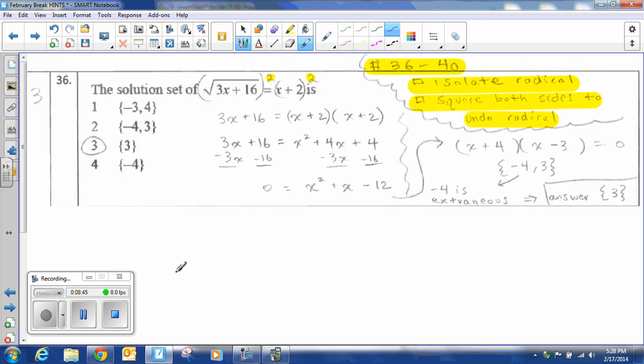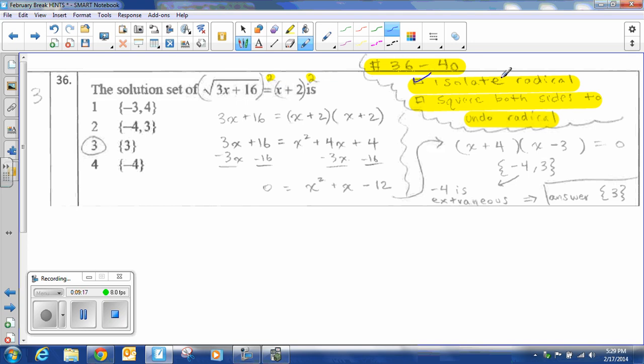Number 36 through 40. Okay, now we're taking a look at radical equations. So an equation has an equal sign. And if you remember, the trick behind these is to square the square root. Now, in algebra, whatever you do to the left side of an equation, you must do to the right side. So here we are squaring the left side and we're squaring the right side.